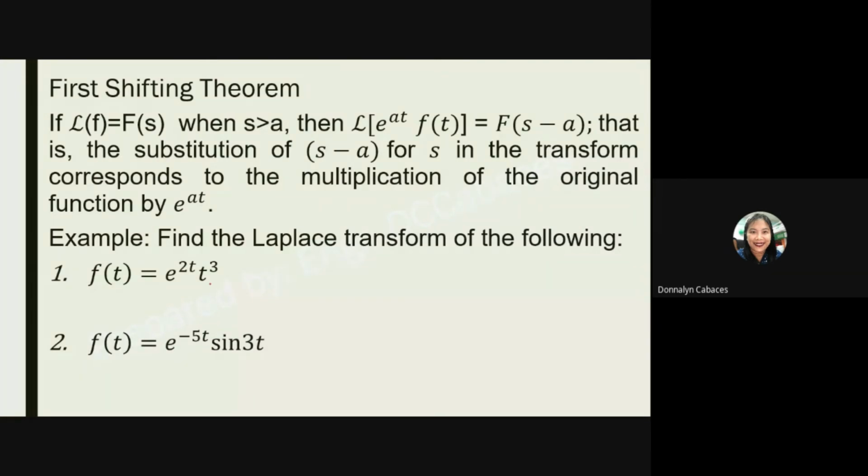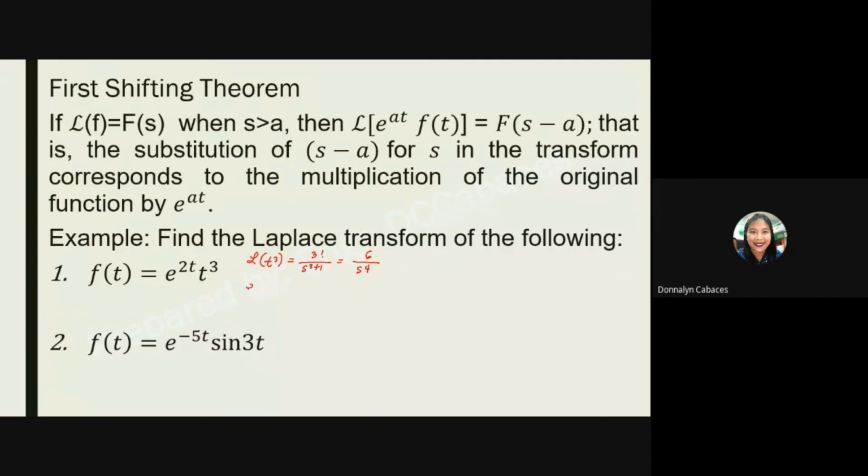Okay? So by first shifting, what you have to do first is to find the base. You have here your t cubed. This is your e to the at. So find first the Laplace of t cubed. What is the Laplace of t cubed? That is 3 factorial over s to the 3 plus 1, or that is simply equal to 6 over s to the 4th. That is if you are asked for the Laplace of t cubed.